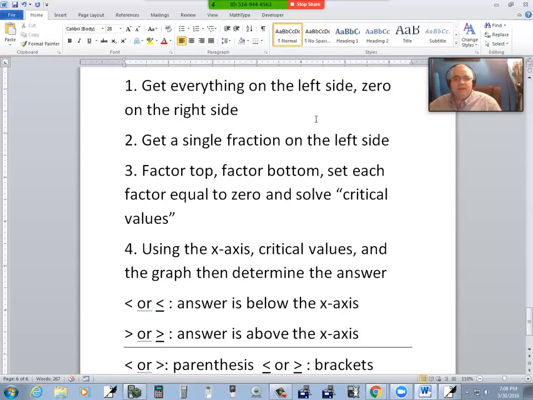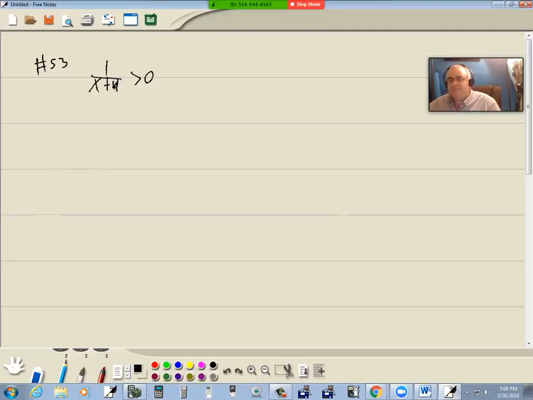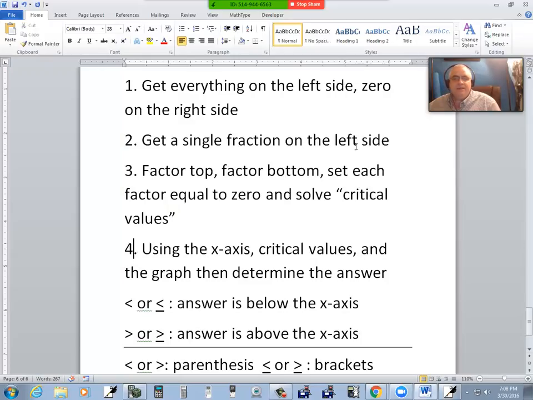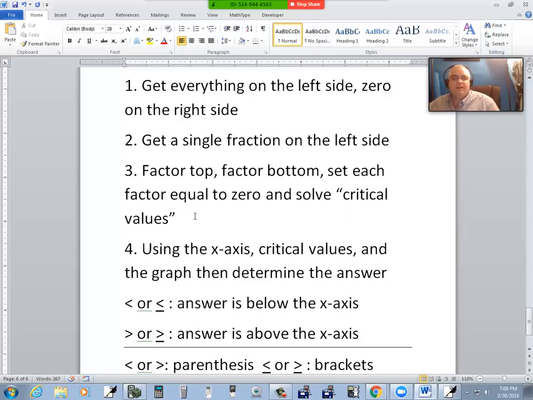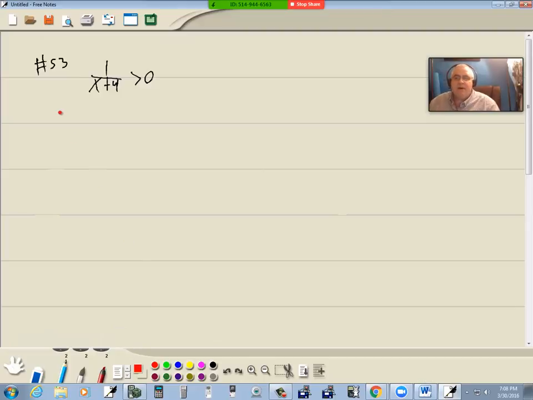Step 1, get everything on the left side, 0 on the right side. Everything's on the left side, 0's on the right side. That's done. Step 2, get a single fraction on the left side. Well, we have a single fraction on the left side, so that's done. Step 3, factor the top, factor the bottom. They're factored as much as they can be. Set each factor equal to 0. Now, I don't need to set the 1 equal to 0 because there's no variable up there. So I'll just set the x plus 4 equal to 0, which gives us x is equal to negative 4.